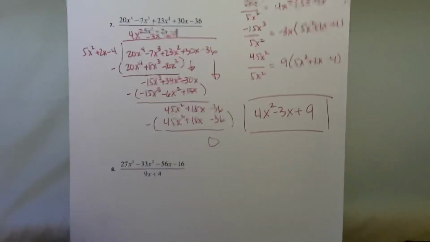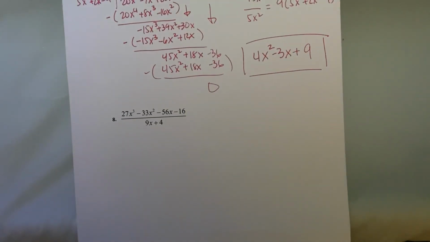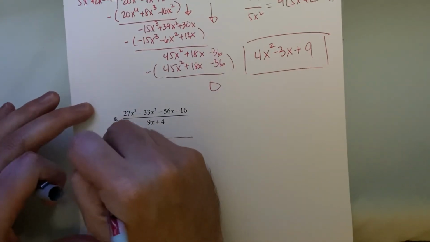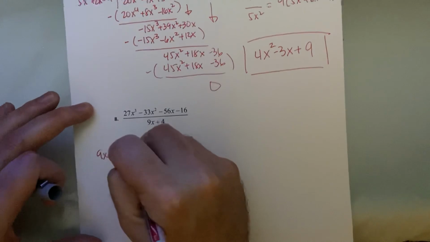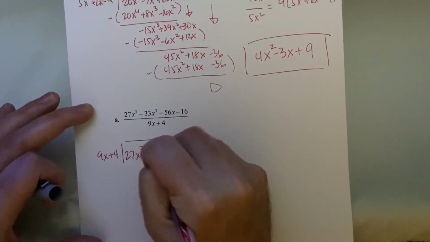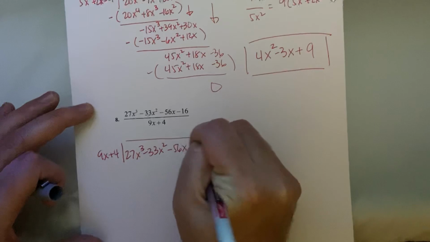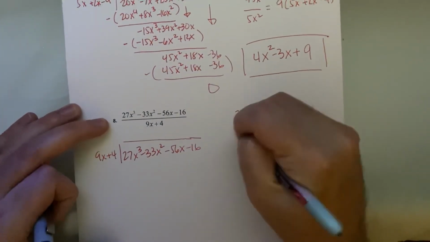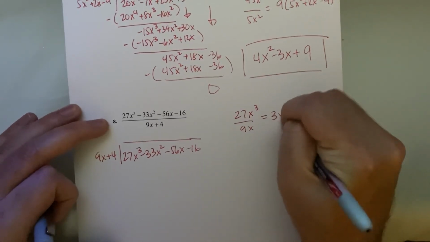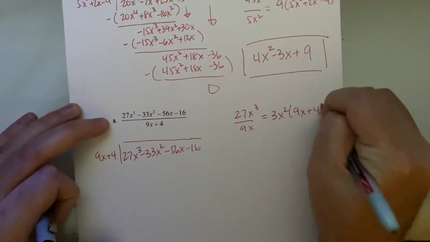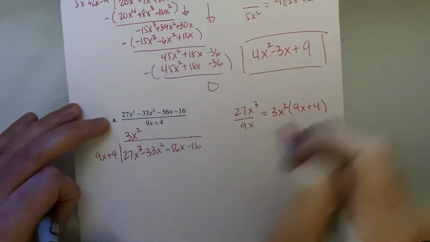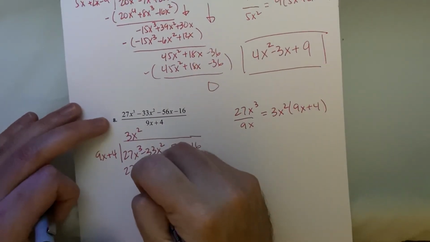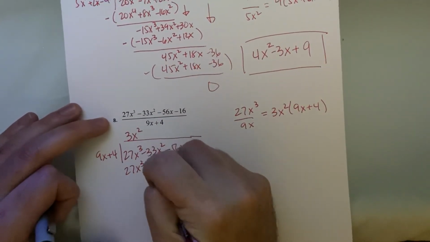And one last one for fun, or something like that. 9x plus 4 into 27x cubed minus 33x squared minus 56x minus 16. 27x cubed divided by 9x is 3x squared times 9x plus 4. 3x squared times 9x is 27x cubed. 3x squared times the 4 is plus 12x squared.